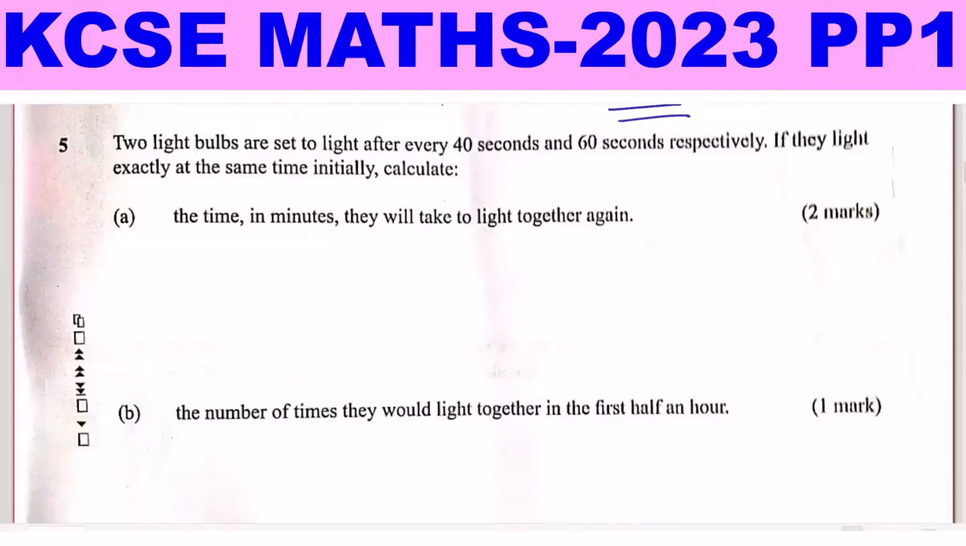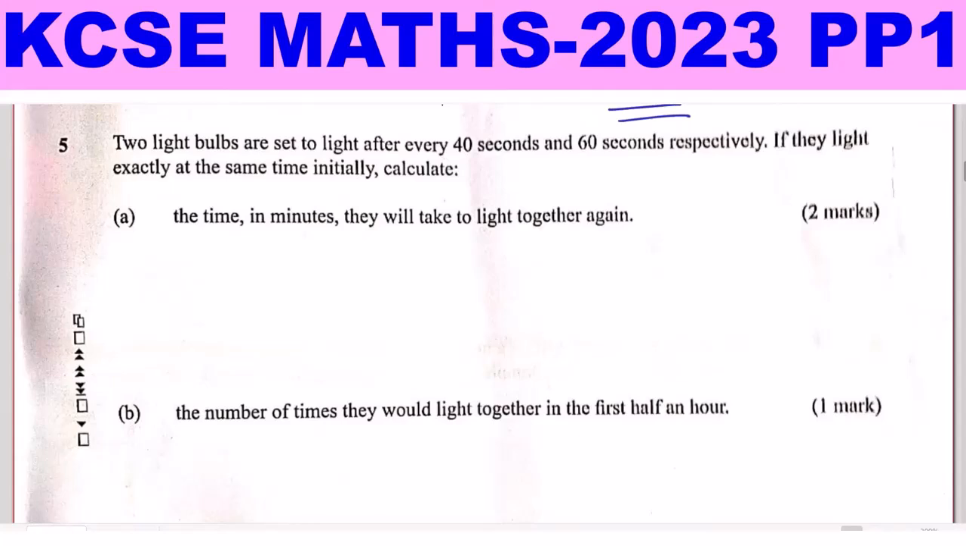Question number 5. 2 light bulbs are set to light after every 40 seconds and 60 seconds respectively. If they light exactly at the same time initially, calculate A, the time in minutes they will take to light together again, B, the number of times they would light together in the first half an hour. Let's go to part A. The time in minutes they will take to light together again.